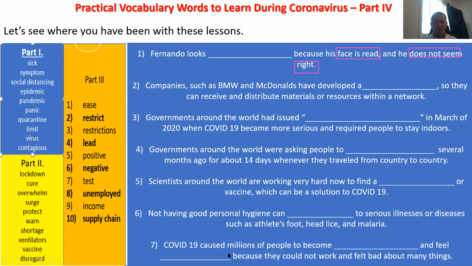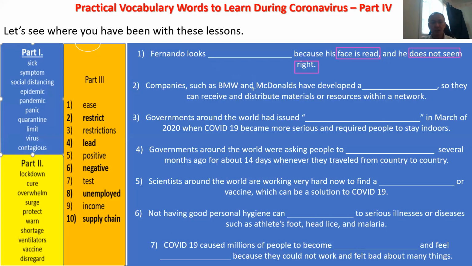Number 7, COVID-19 caused millions of people to become blank and feel blank because they could not work and felt bad about many things. So, see if you can use the clues for each statement.